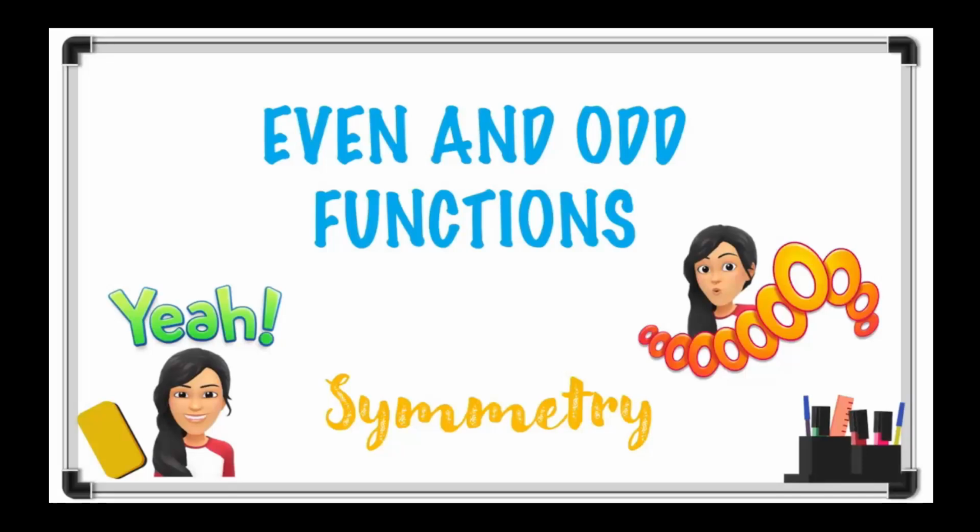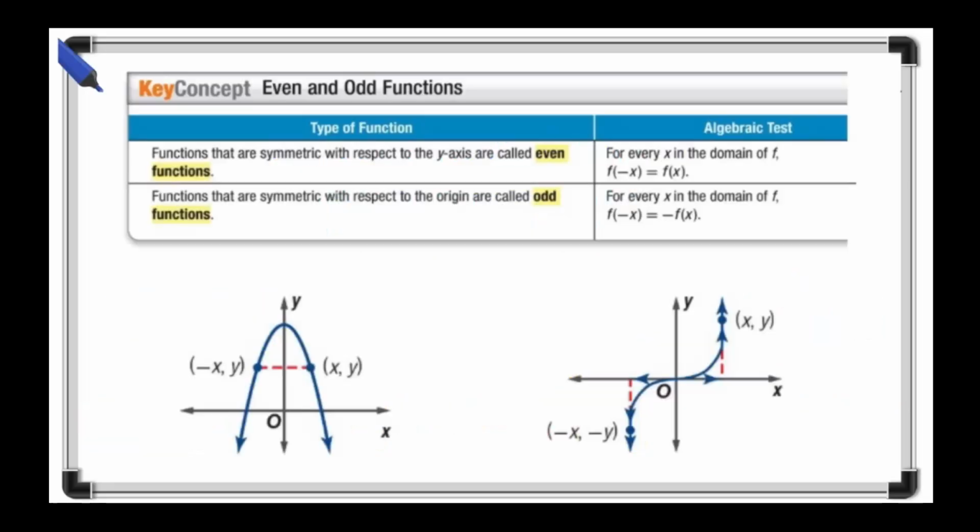Everyone. So today we're going to talk about even and odd functions and how they are symmetrical. So even functions are functions that are symmetrical around the y-axis. I like to call these my yeah functions. So around the y-axis, you have even functions. The example on the left is an even function.